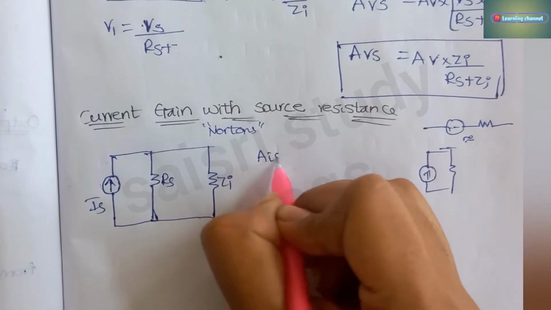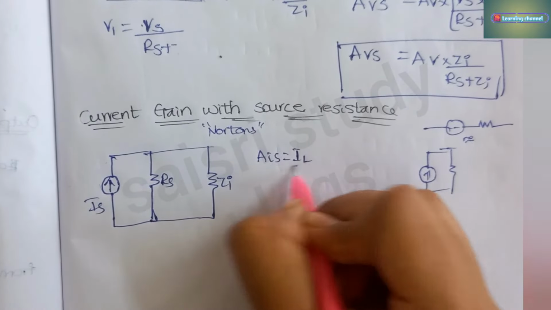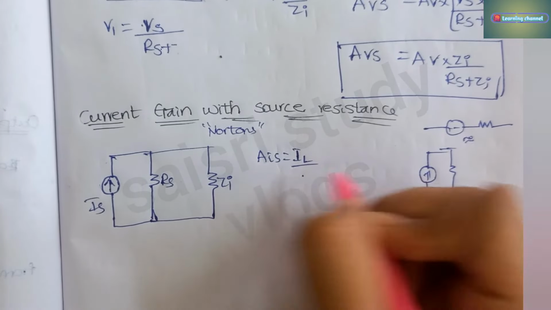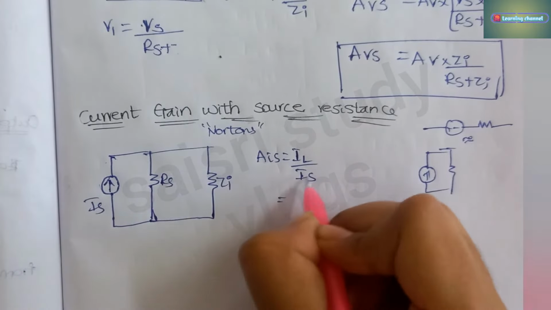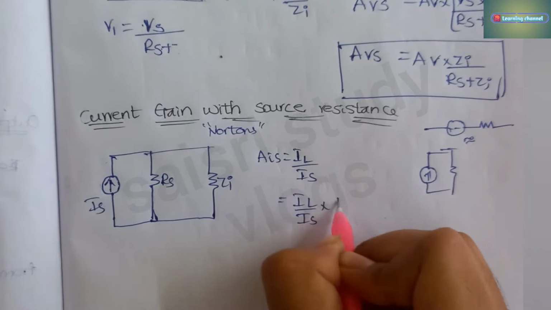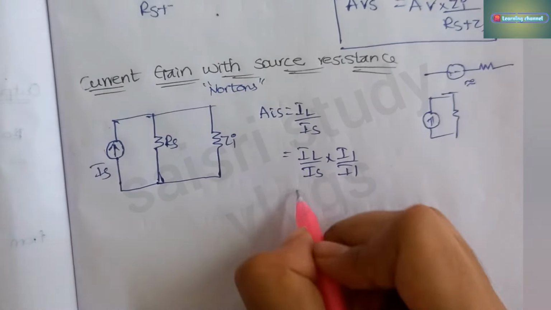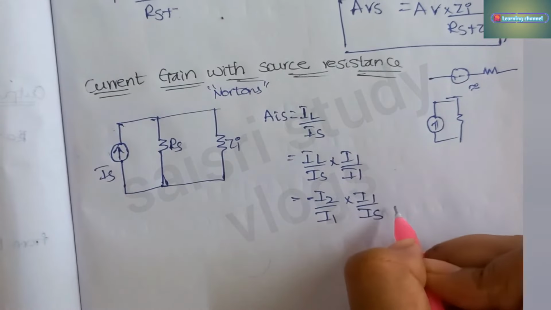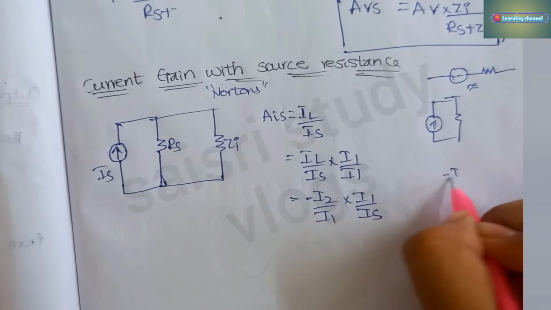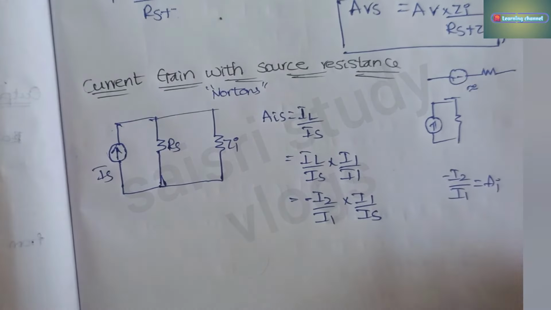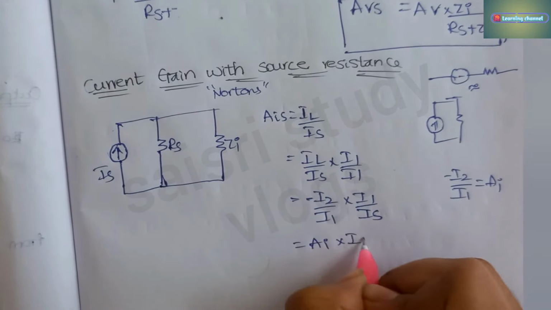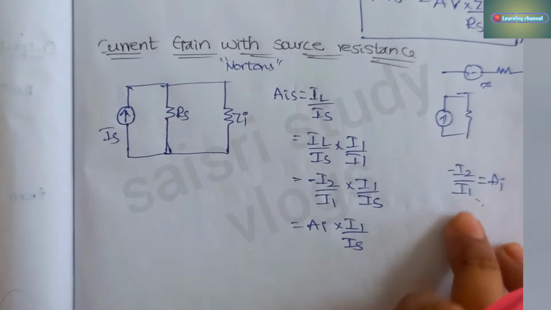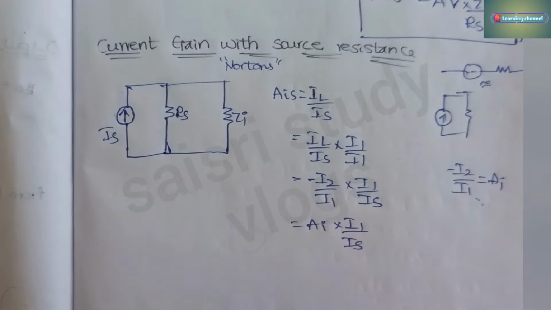So from this AIS is equal to, what is the source gain? IL into, in the previous case we had taken IL into I1. There I1 is the current. So here we have Is. Just multiply and divide with I1. So here IL by I1 is equal to minus I2 by I1, which is equal to AI, that is the current gain, which we got previously at the starting point. So that value I am substituting here.